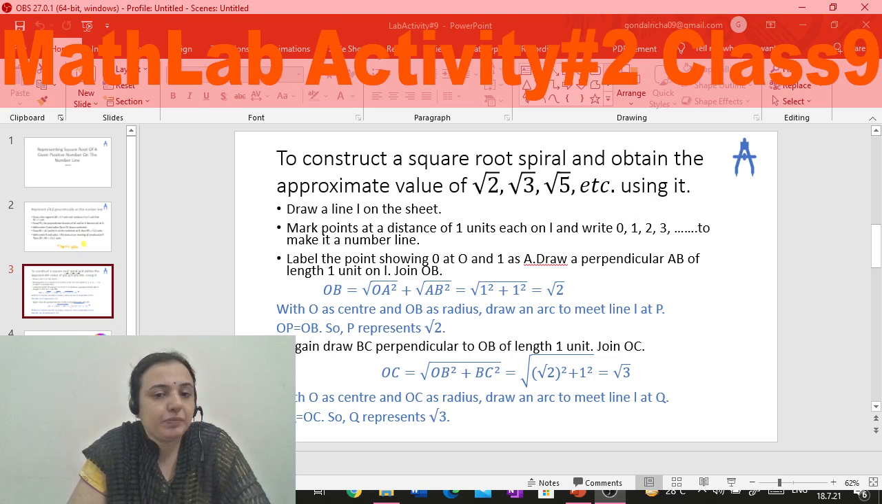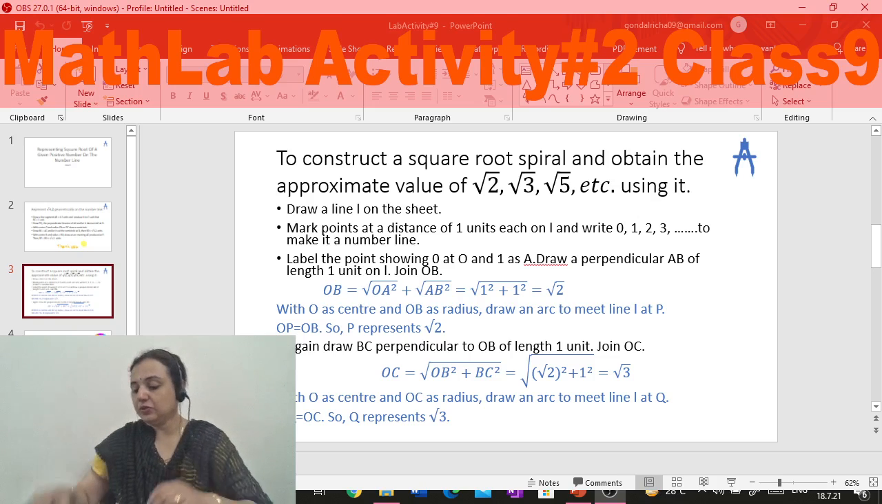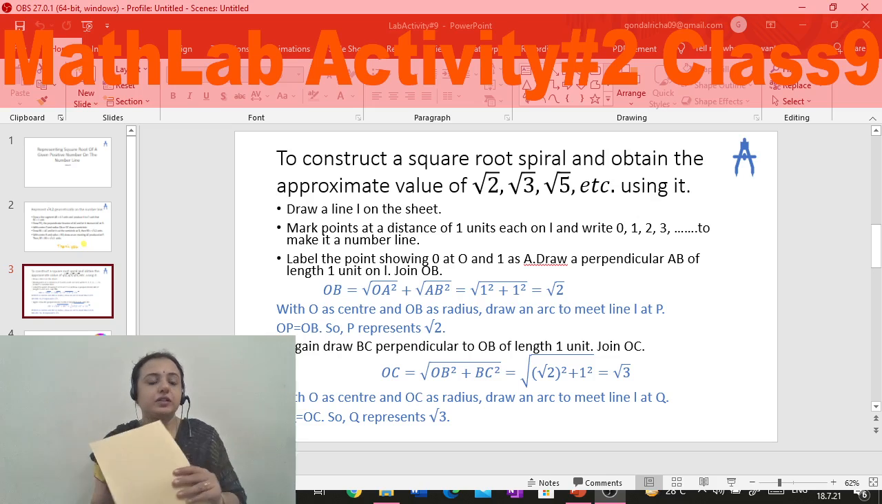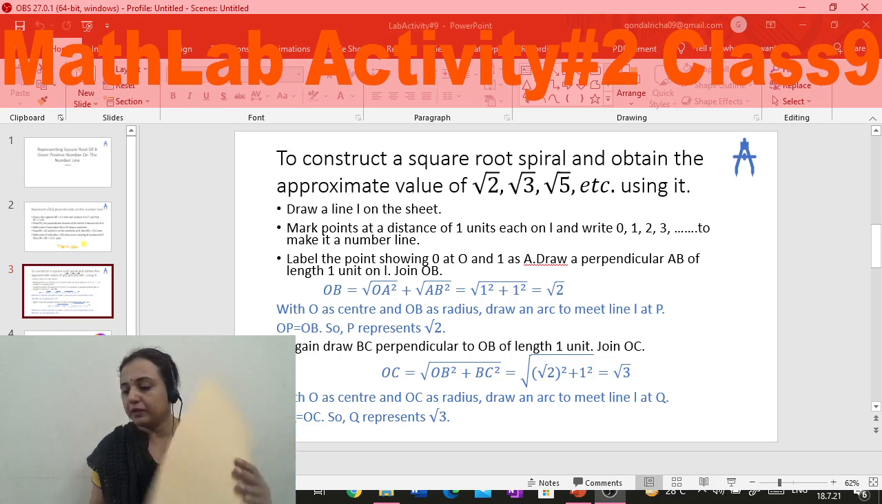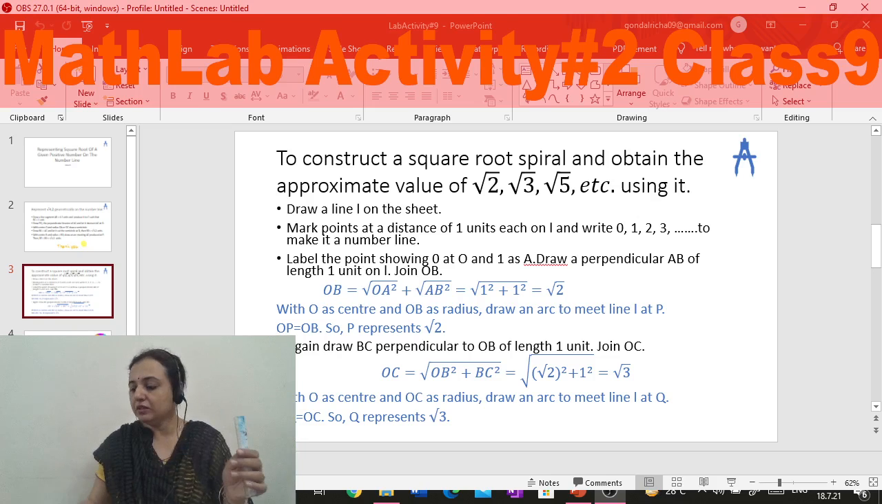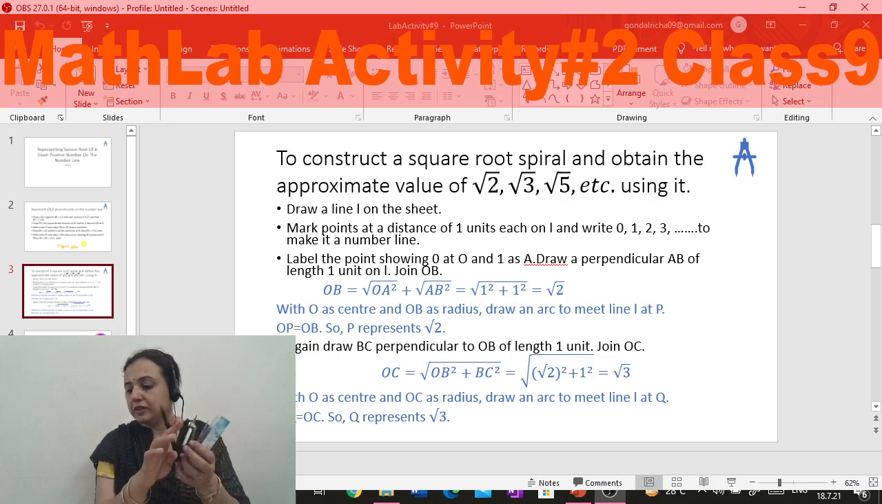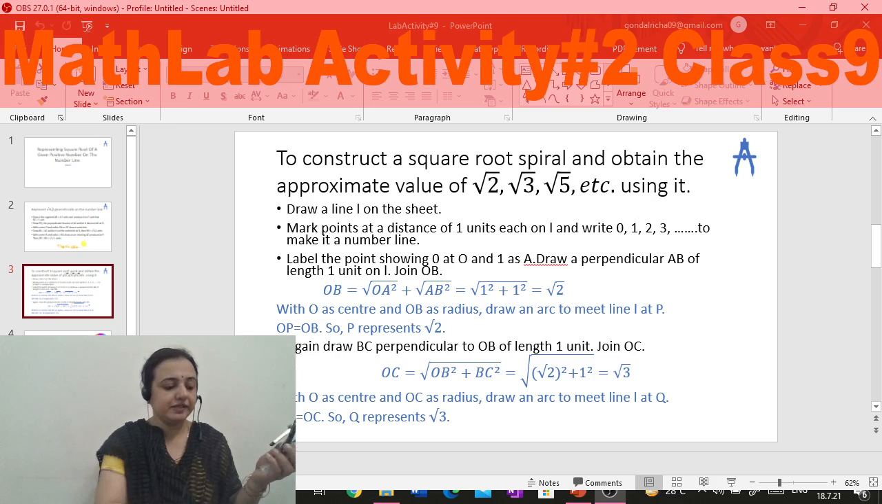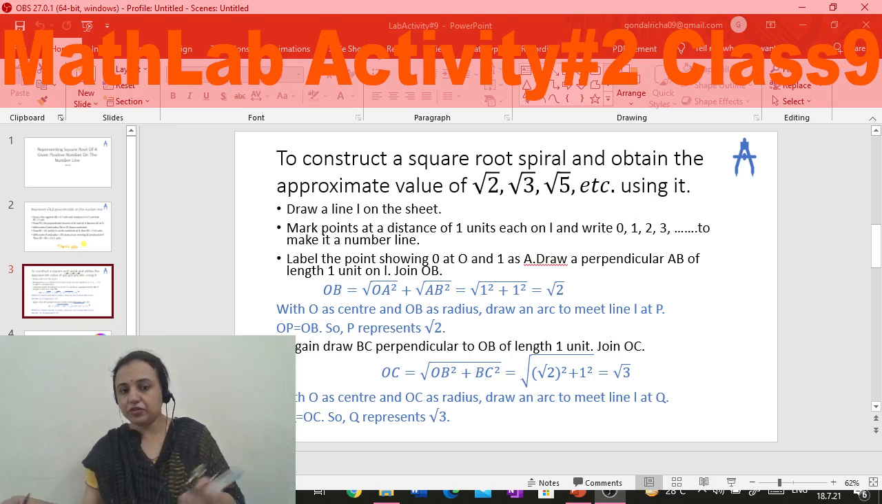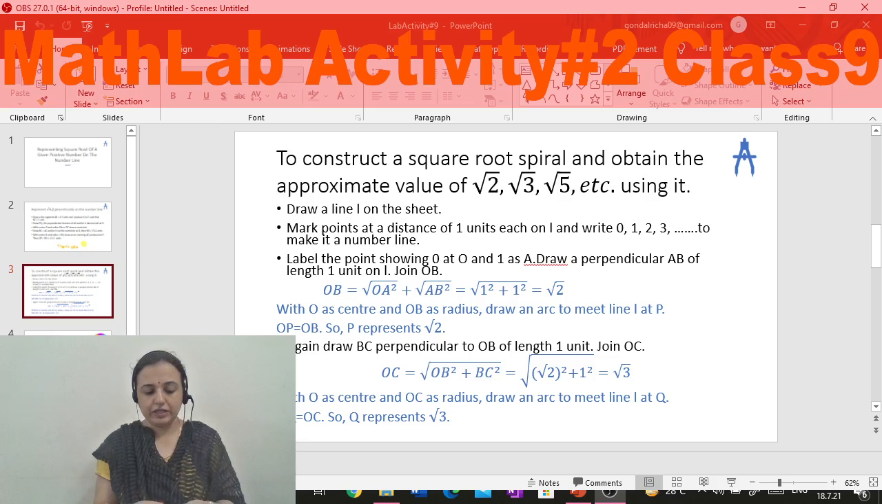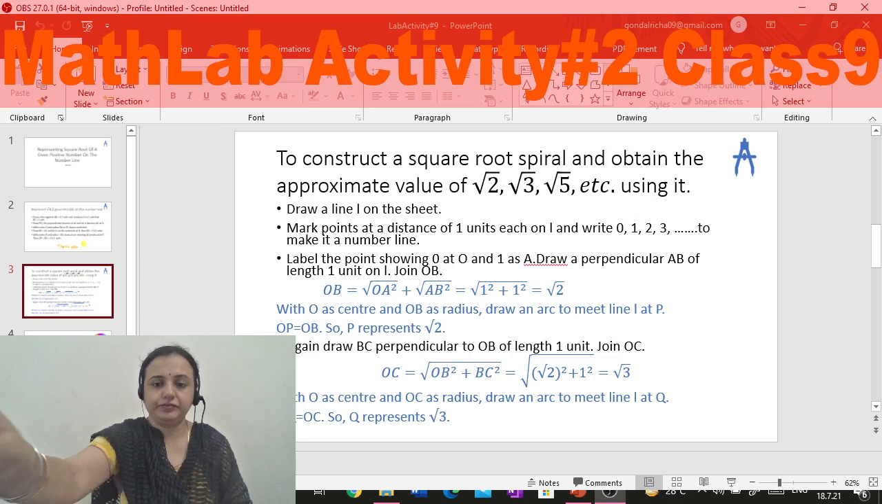Let me tell you what we require for this activity. The required materials are a sheet of paper, ruler, compass, markers, pencil, and a set square to draw perpendiculars. Now let's start.